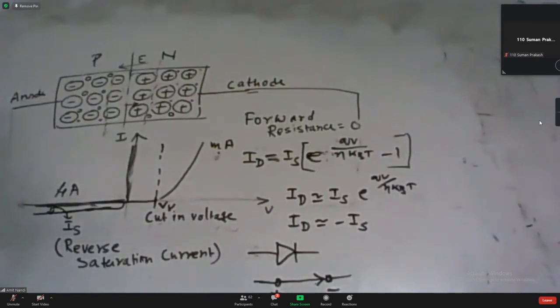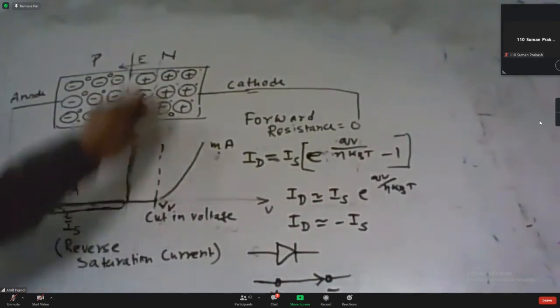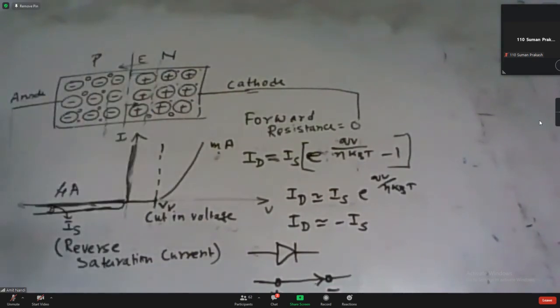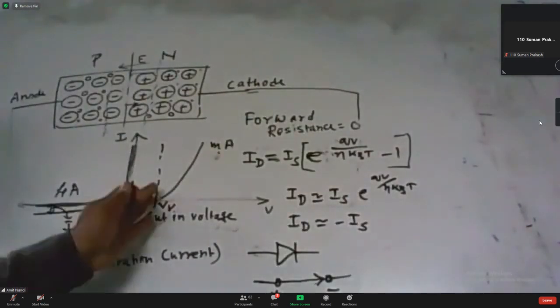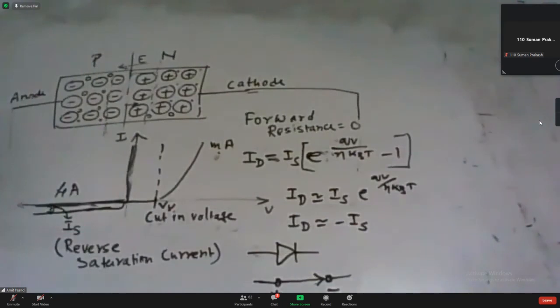But if we represent the practical diode, and we take some approximation, and we can consider this type of approximation, then the diode can be represented this way. It has to overcome the cut-in voltage, and after that it behaves like a closed switch. So this type of approximation will be taken.